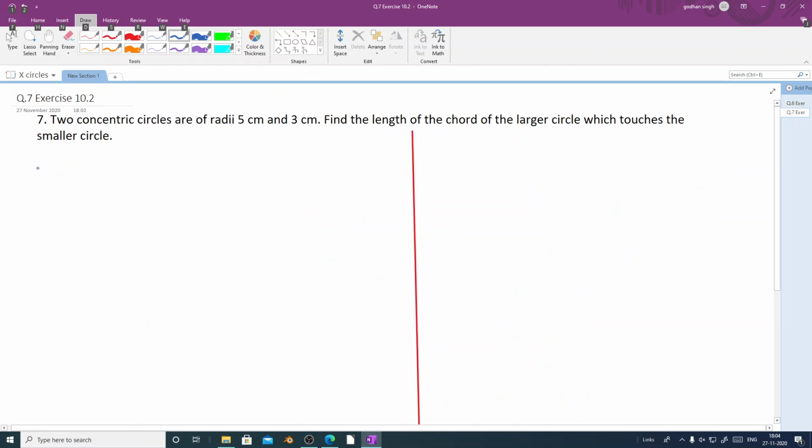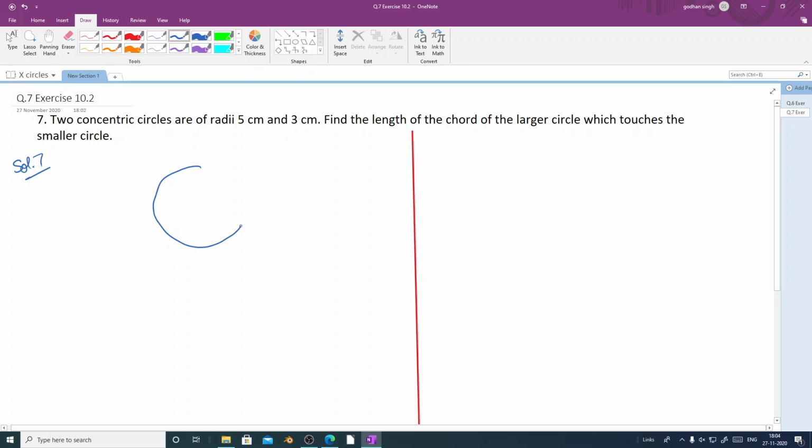Question 7, exercise 10.2. Two concentric circles are of radii 5 cm and 3 cm. Find the length of the chord of the larger circle which touches the smaller circle. So solving question number 7. What are concentric circles? Two or more circles having the same center are known as concentric circles. So let us draw a figure for them.